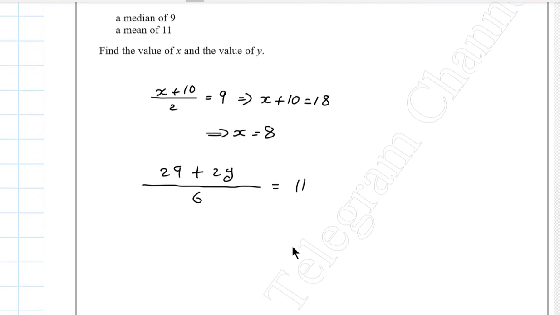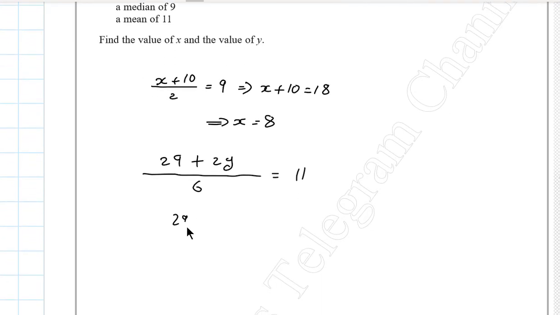So we form another equation. We can say that 29 plus 2y equals 66. And then 2y equals 37. And finally, y should be 37 divided by 2, which is 18.5. Okay.